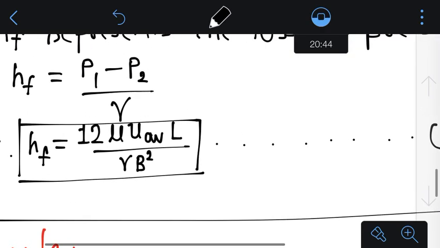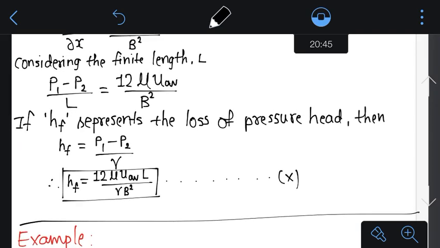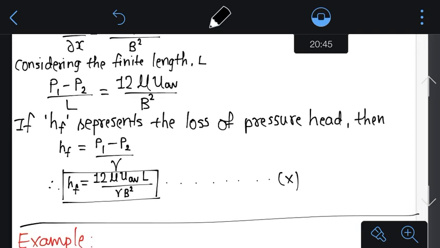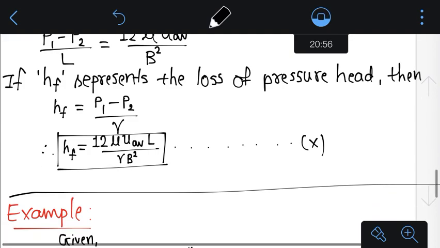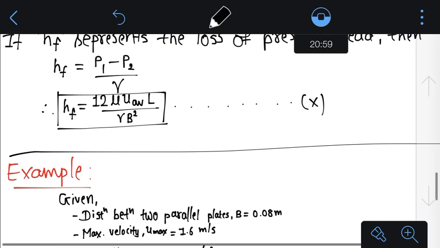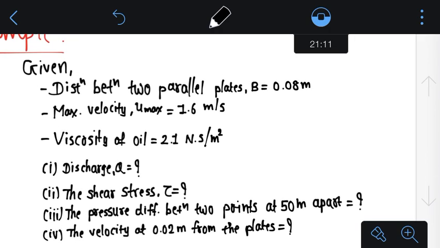Now this was the case for viscous flow of fluid when it is passing through two parallel fixed plates, right? As I discussed in the beginning of the video, we're going to see an example also. So here is the example data I have just mentioned, and I'll try to solve this example for you. I have the solution available with me, but I'll help you understand how to use this equation and understand the terms. So let's first read the data which is given to us.